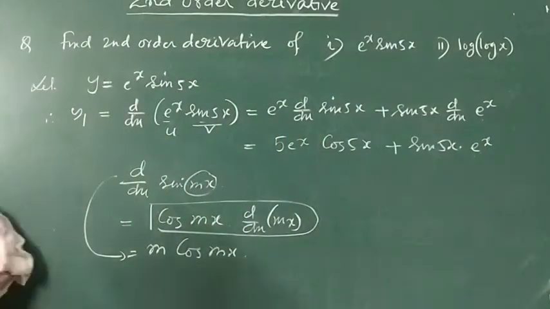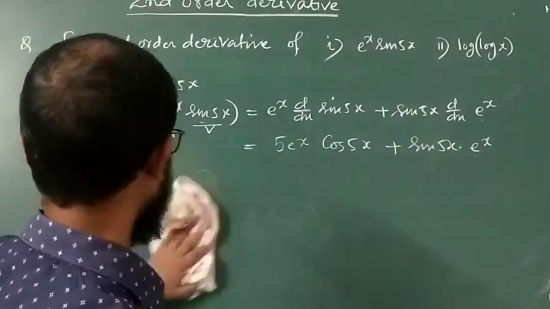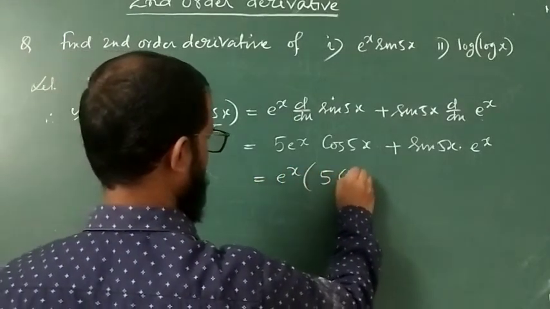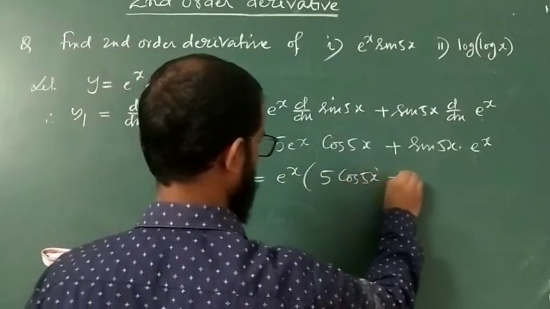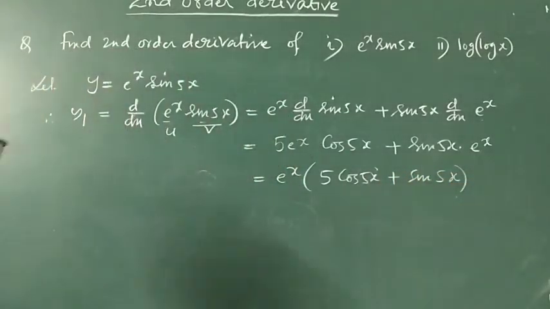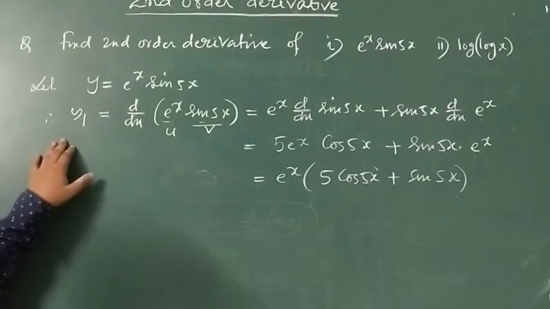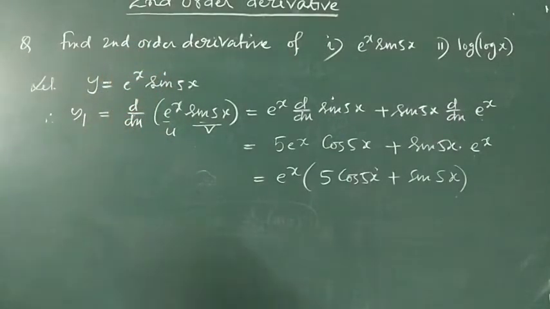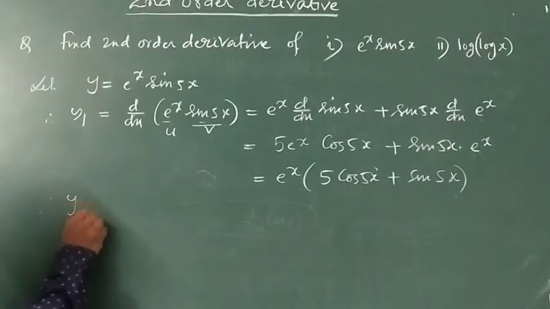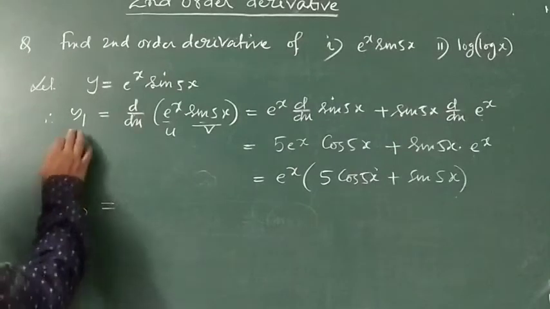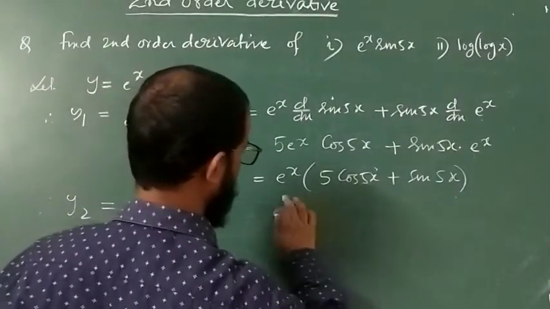From this expression what you will do? You will take e to the power x common. It will be e to the power x into 5 cos 5x plus sin 5x. Okay, now we get y1. Our target is to find the second order, which means we need to find y2. Therefore y2 is equal to, y2 means differentiate y1 again. This is the value of y1.